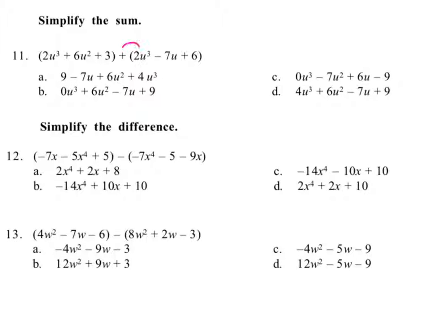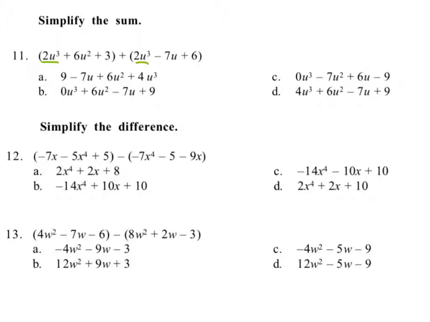So if we were to distribute that through, that's really a positive 1, right? Positive 1 times 2u cubed gives you the same thing, 2u cubed. Positive 1 times negative 7u gives you negative 7u. And positive 1 times 6 gives you positive 6. None of those things change because it's just a plus out front. So now we're going to combine the like terms.